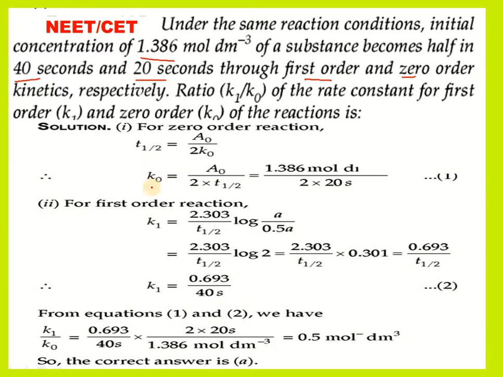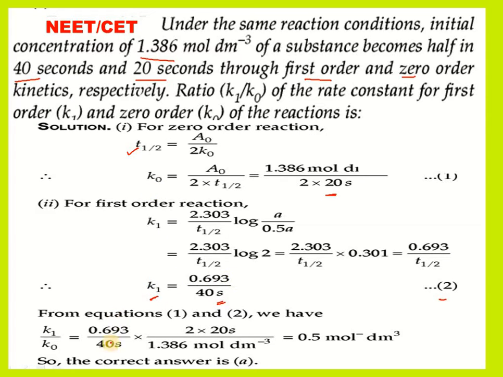See, they have already given that K0, the zero order rate constant, is A by 2K. We know that formula for half-life. In this, half-life of zero order, 20 seconds, is substituted. Assume this is the first equation. Same way, for first order reaction, half-life is 0.693 by K, and if you substitute the first order half-life 40 seconds, assume it as the second one. So from both the equations, we can find K1 by K0.